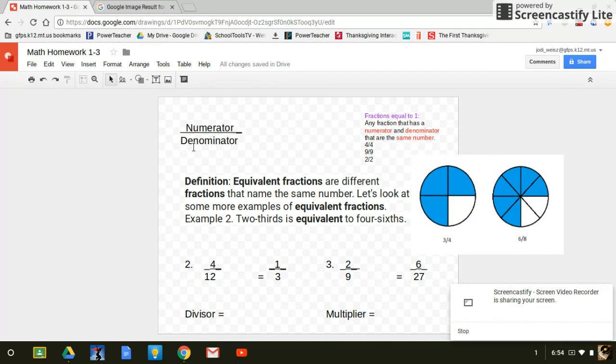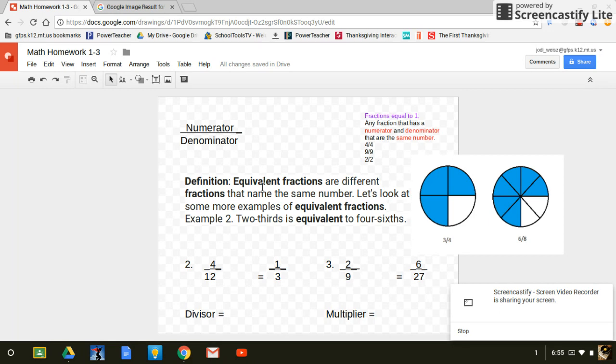Up here in the top left corner, you will see that your fraction consists of two numbers. The top number is called the numerator, and that is on top of the fraction bar over the denominator. The way that we remember that the denominator is on the bottom is because we always say down denominator or denominator down. And what we are going to be doing with these fractions is working with equivalent fractions.